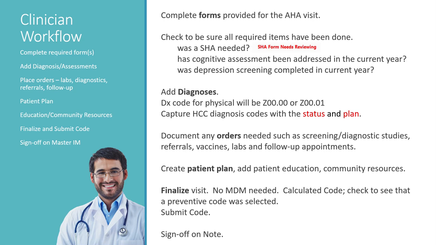And now you can generate that patient's plan. Be sure to consider adding patient education or community resources to the plan for the patient as well. On the Finalize tab, you're going to calculate the code. There's no medical decision making needed. So when you calculate the code, just verify that a preventive code was selected and then submit. At some point, that note will end up in your PAQ to sign off.